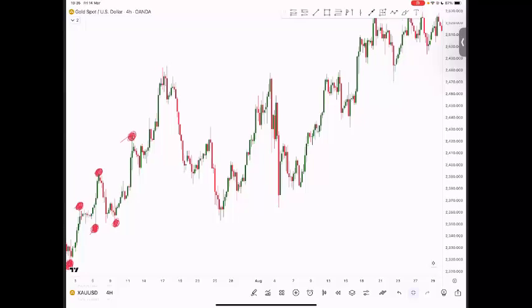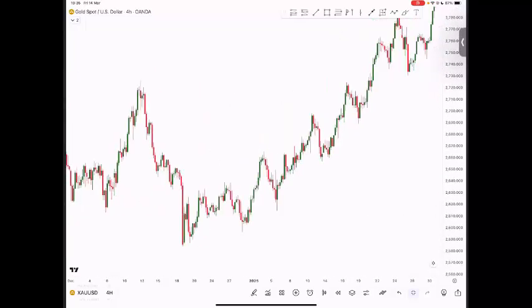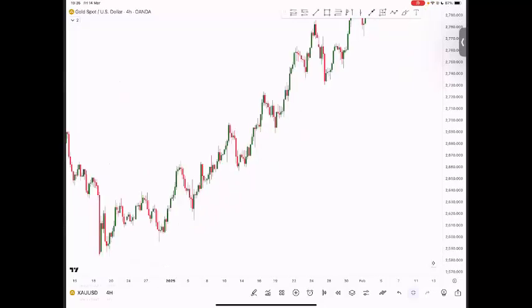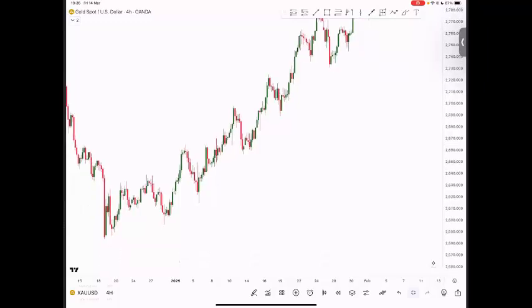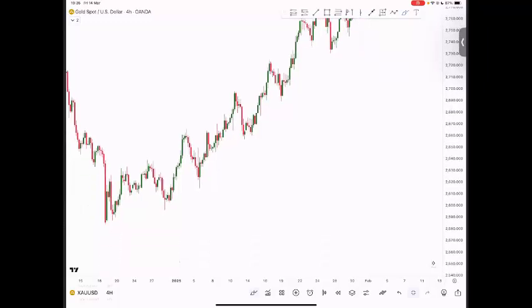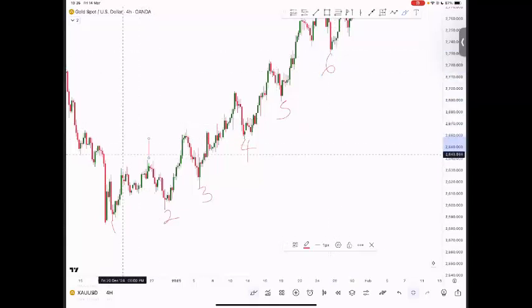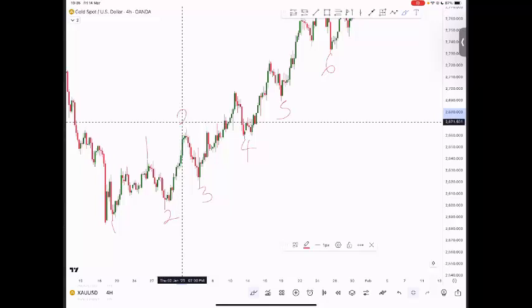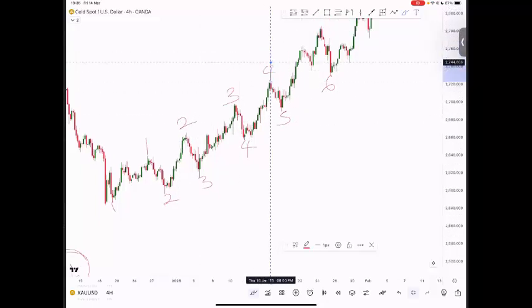When price was creating a series of higher highs and higher lows, you can see that the same thing happens here again. We have low one, low two, low three, low four, low five, low six, and we have high one, high two, high three, high four, and high five at this point, right?